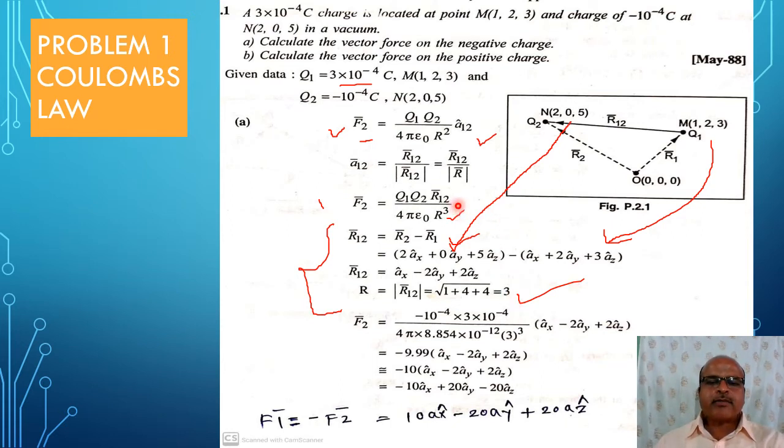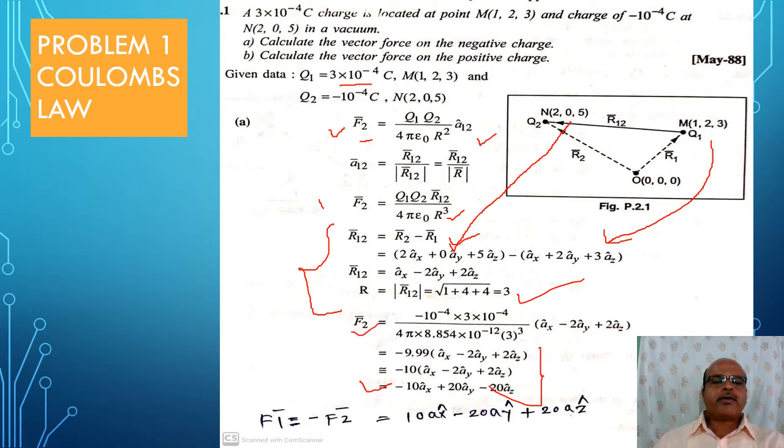Then next the value is R12 bar. So what is R12 bar? It is ax cap minus 2ay cap plus 2az cap. Put that value in this equation. Then this is the calculation part. This calculation part, if you have practice, then you can solve it fast. Then after solving, we will get the answer for F2 bar: minus 10 ax cap plus 20 ay cap minus 20 az cap. In the problem, first we have calculated the vector force on the negative charge, that is F2 bar.